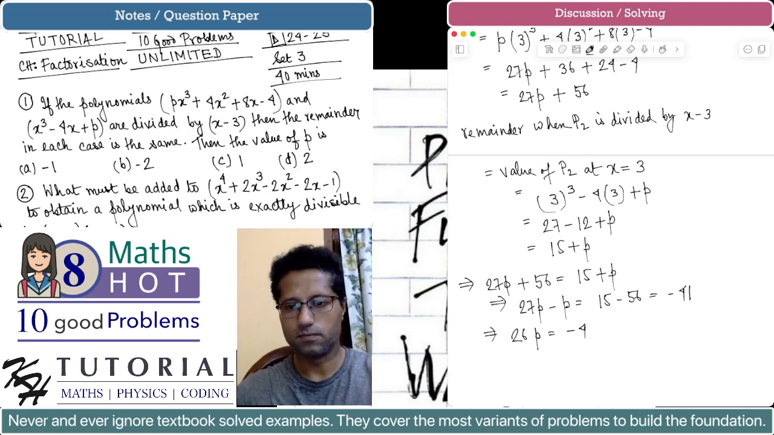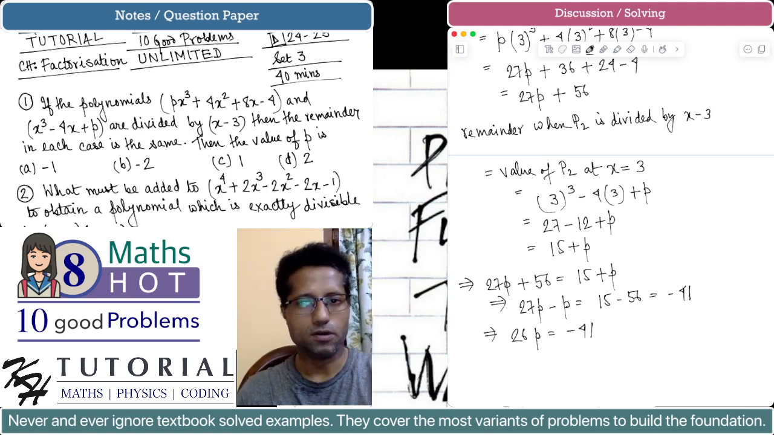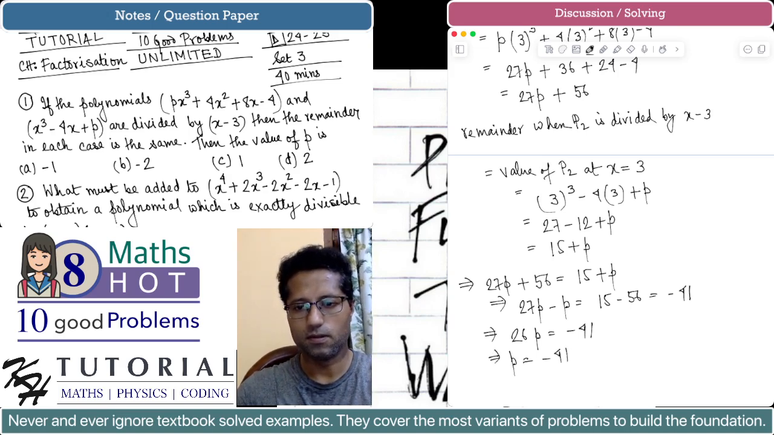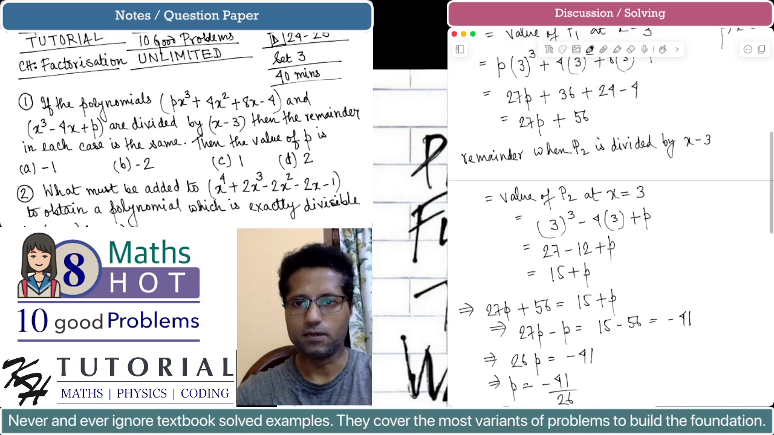Minus 41. It is not dividing properly. We are getting p is equal to minus 41 by 26. No, it is not dividing properly. Let me see if I have done it correctly or not.